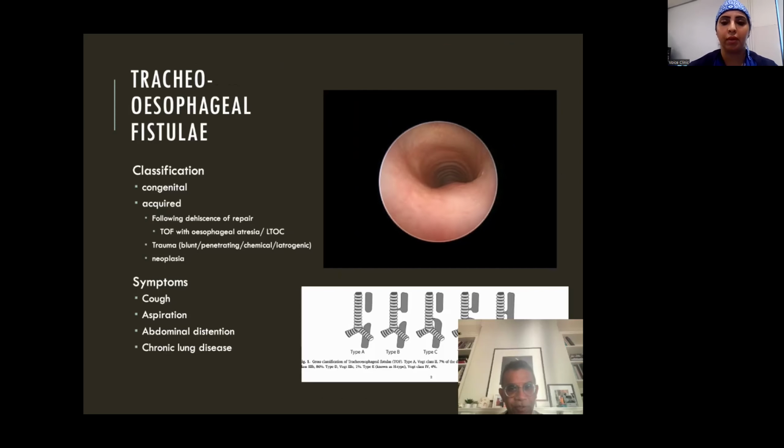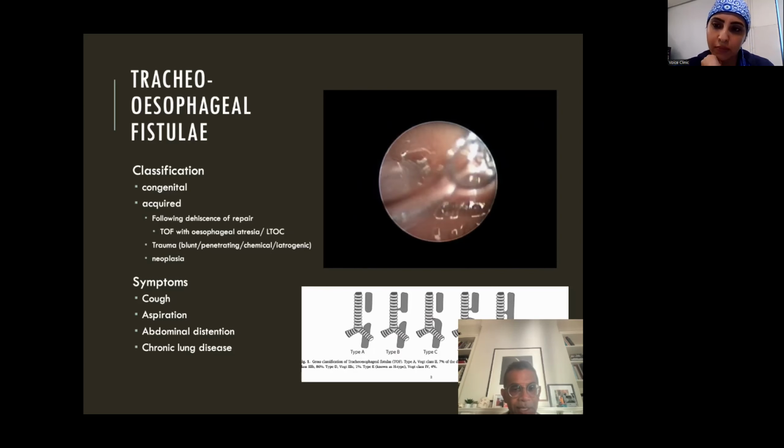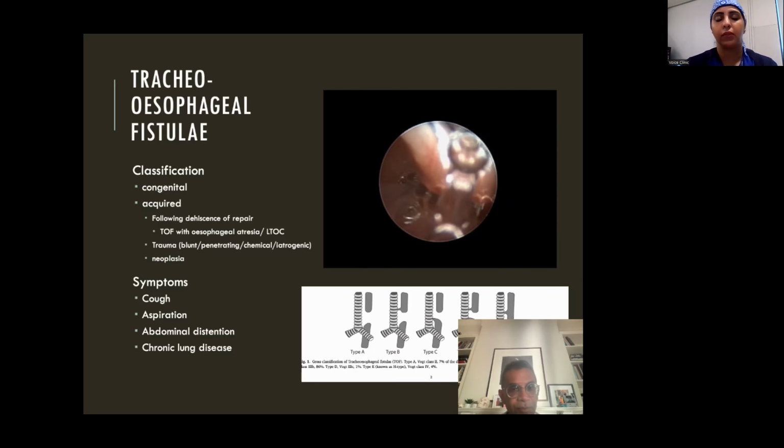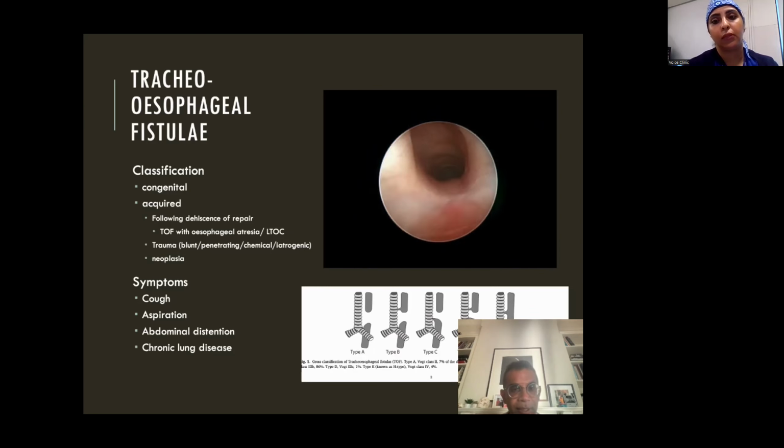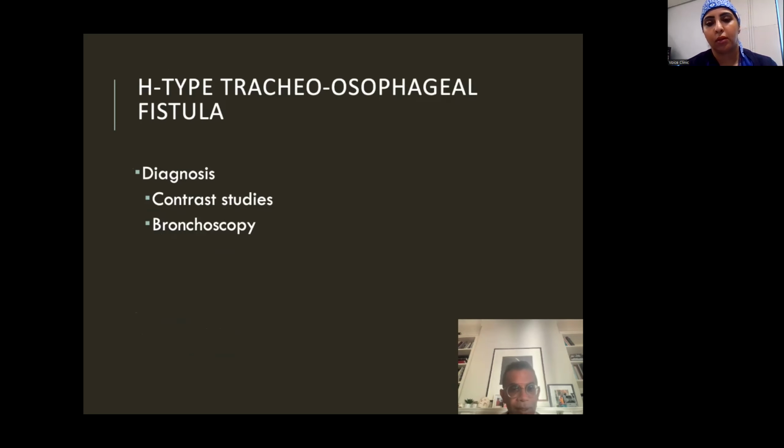Another area of interest of mine is management of H-type tracheoesophageal fistulas, as seen here. At our institution, traditional esophageal atresia and tracheoesophageal fistulas are managed by the general pediatric surgeons. However, H-type or the type E fistulas usually end up in the hands of the ENT surgeon, as the diagnosis is often delayed and patients present with chronic respiratory symptoms and symptoms of aspiration. The diagnosis is made with contrast studies and bronchoscopy.